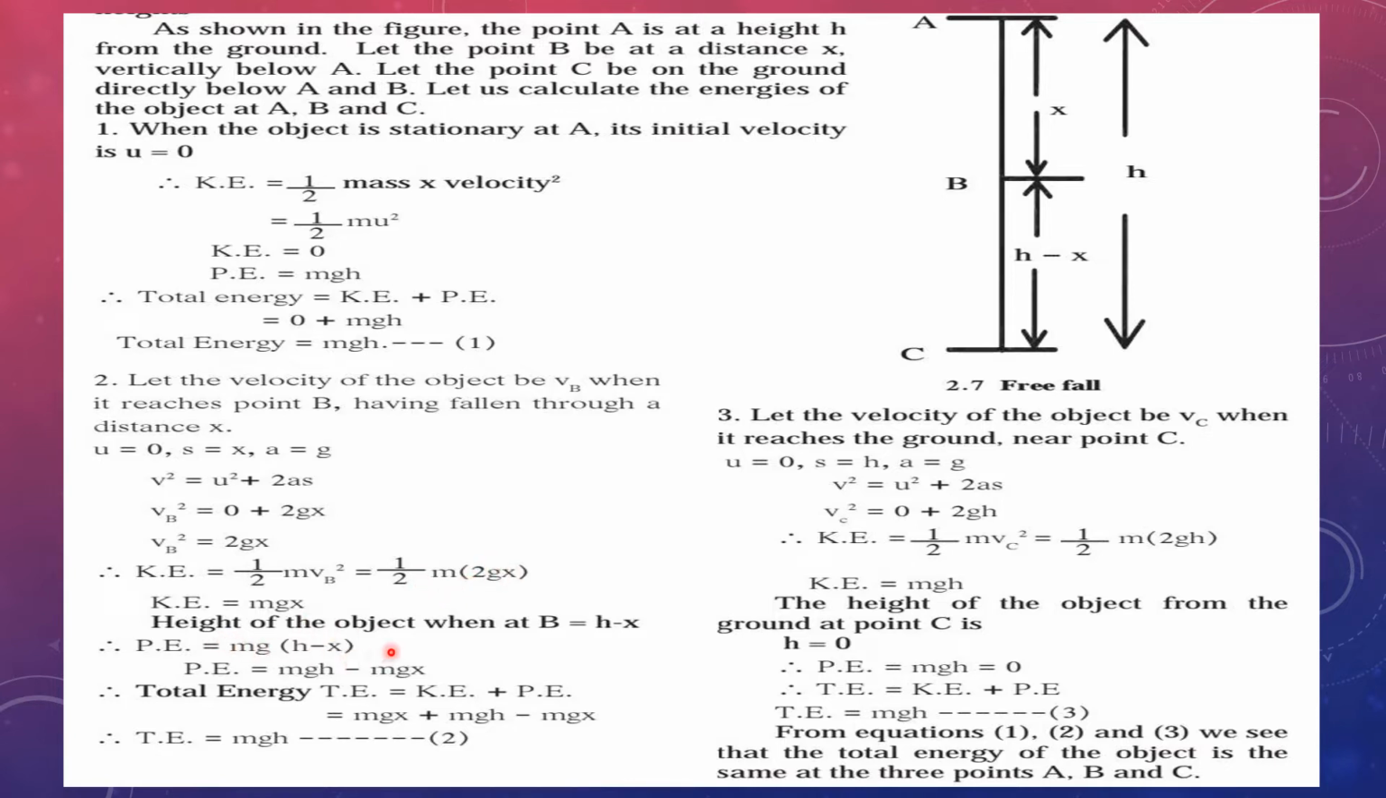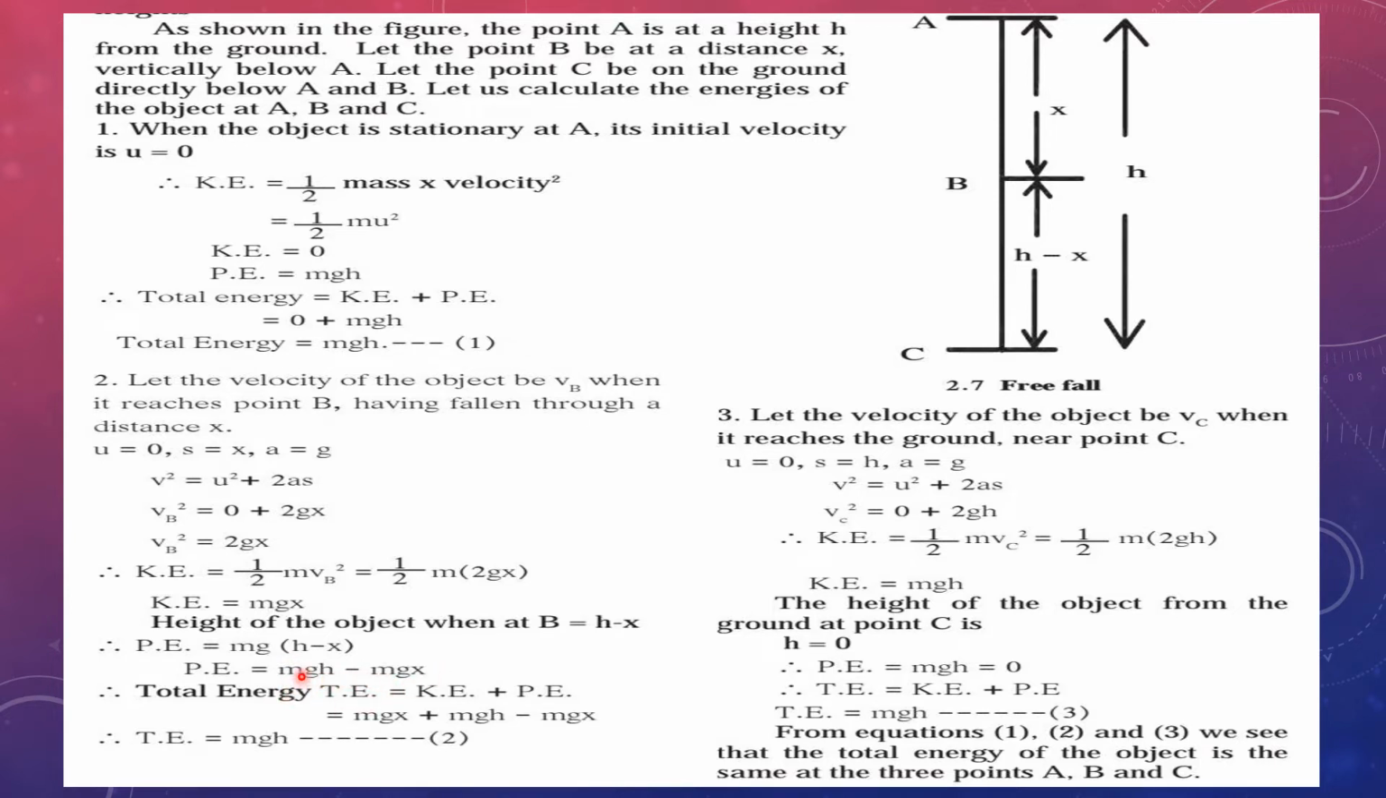Now the height of the object when the object is at B is h minus x. Since it covers the distance x, its height becomes h minus x. Now potential energy is equal to m into g into h, but here we replace h minus x instead of h. Now solve this bracket, we get mgh minus mgx.